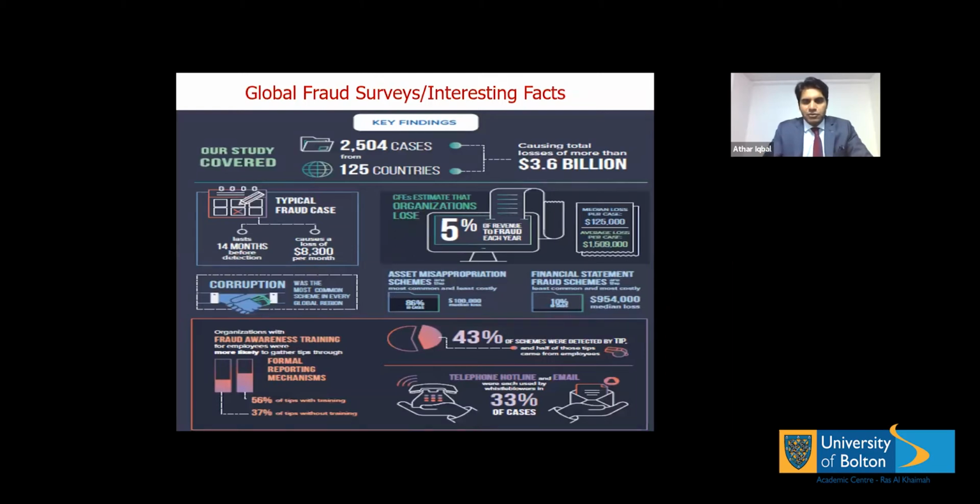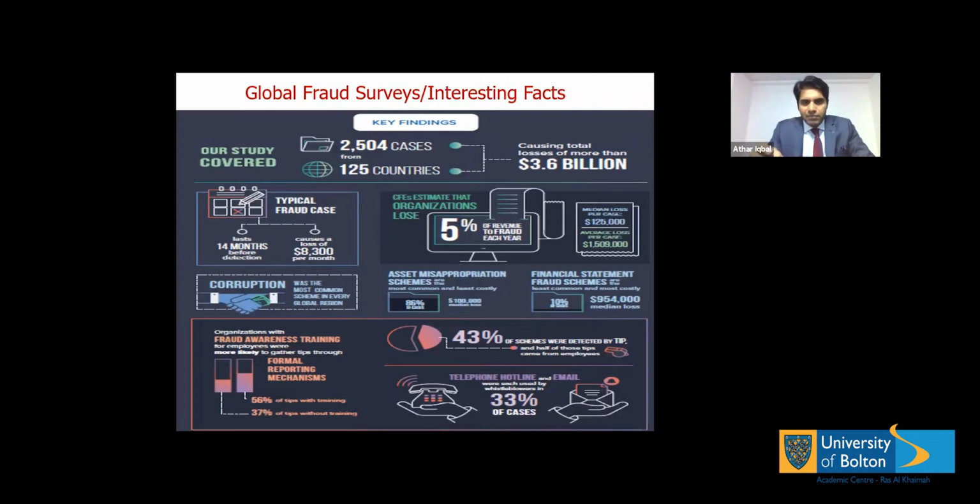43% of the tips are coming from employees. The people who want to give tips, they are giving tips. It can be employees, it can be vendors, it can be customers as well. So the tips you will be getting from those, how you can do that, this is also very important.